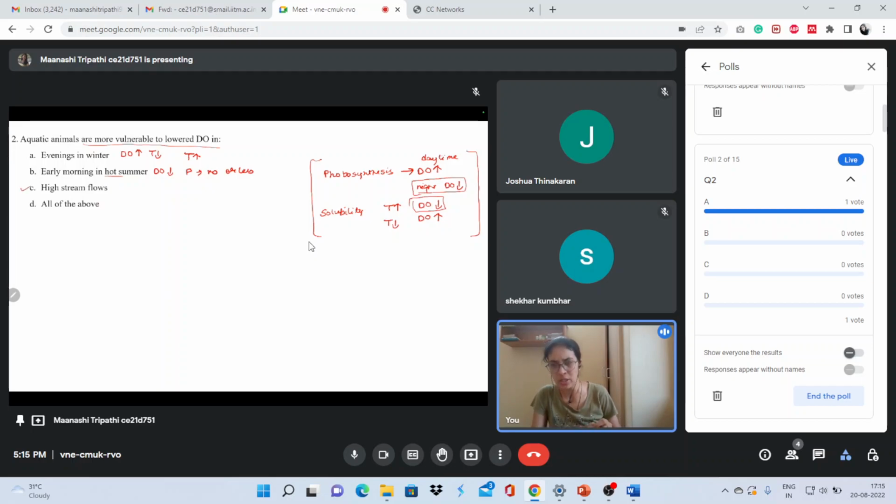DO does not depend upon high stream flow. Like if some water is coming with lots of DO, it will increase the DO. If some water is coming with less DO, it will decrease the DO. So it's not an important factor. Either high stream or low stream, anything can happen. So A and B were the correct options from which we have to choose the one which will reduce the DO. By this explanation we can see that option B is correct.